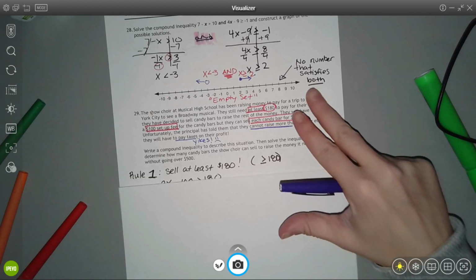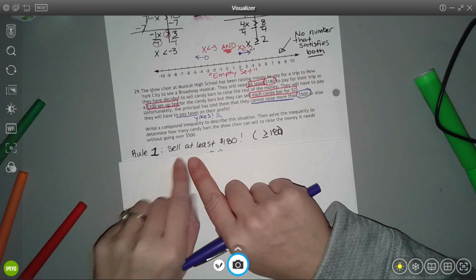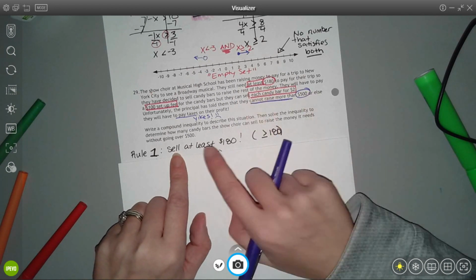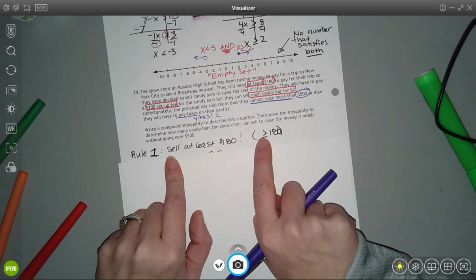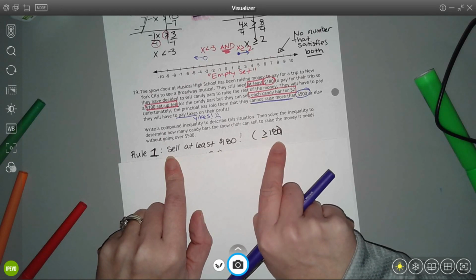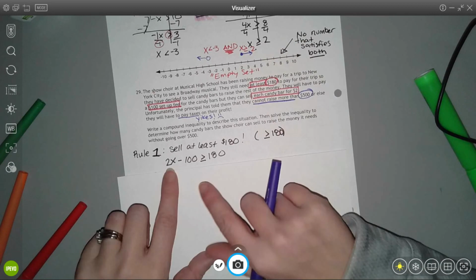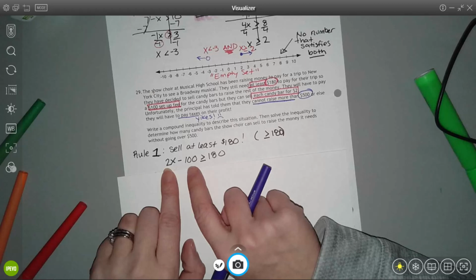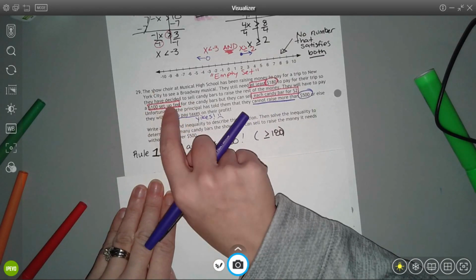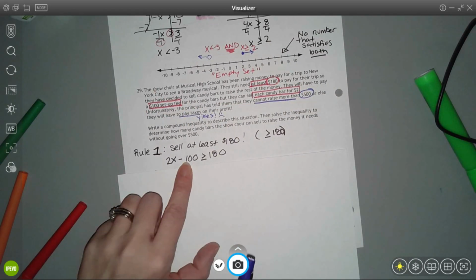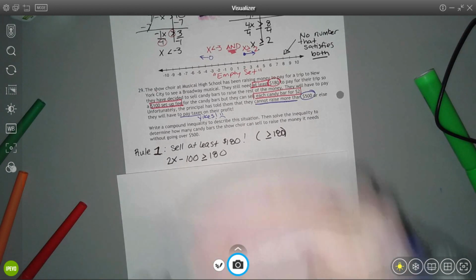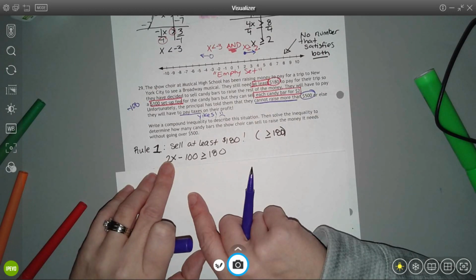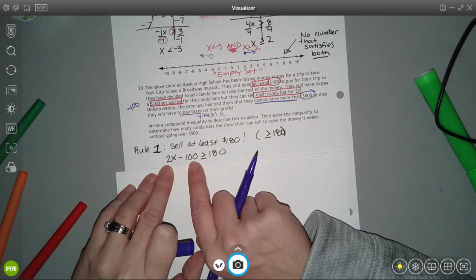So what I did here, I identified the rules. What do they need? They need at least $180. So rule 1, sell at least $180. How am I going to write that? Greater than or equal to 180. So I have my first problem. I am $100 down. There's a $100 setup fee, so I'm already $100 in the hole. That's where I get the minus 100. But I can sell these at $2 a piece. So $2 a piece minus the 100 that I had to pay up front has to be greater than or equal to 180.